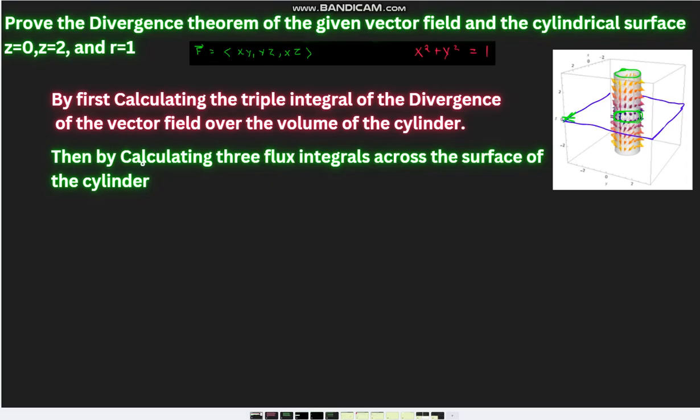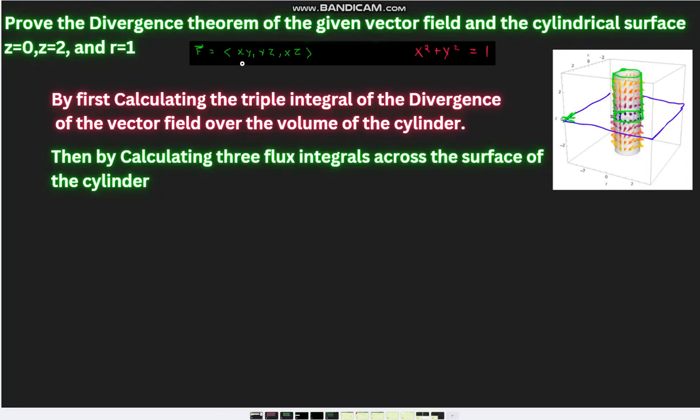And then by calculating the three flux integrals across the surface of the cylinder, because there are in fact three sides, that's going to be enough to prove the divergence theorem, which all we're going to do is consider every single surface that encompasses our volume, that closes it off, which is actually one of your conditions. So having said what we're going to do here to prove this, let's move on.